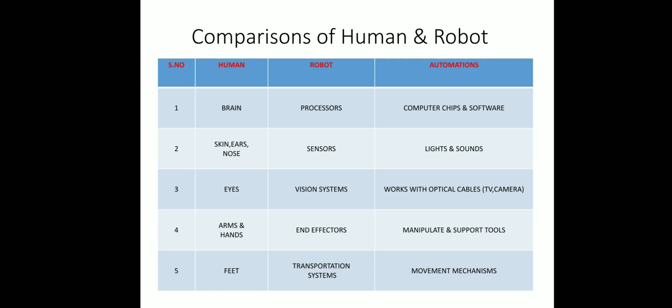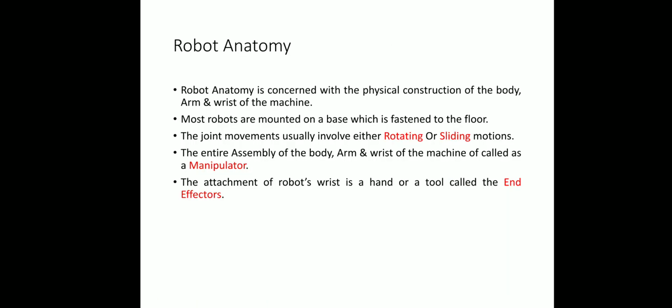Arms and hands are used by human beings to handle materials and pick up the workpiece. Using the fingers we can take a workpiece or tools, whatever is needed. Similarly, in robots, end effectors are utilized to pick up objects or do some work. Feet are used to move from one place to another. Similarly, a robot has a transportation system, using which it can move from one place to another.